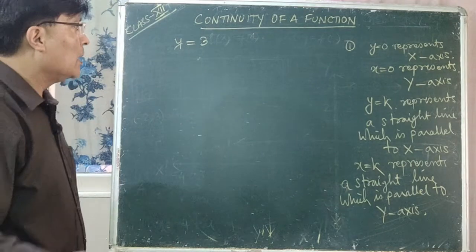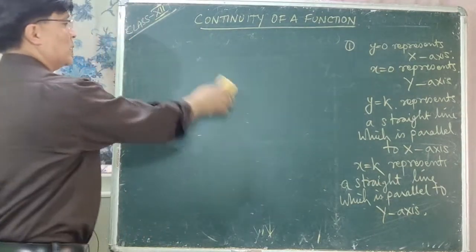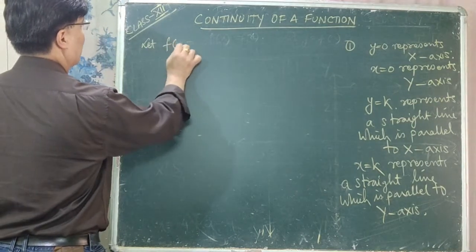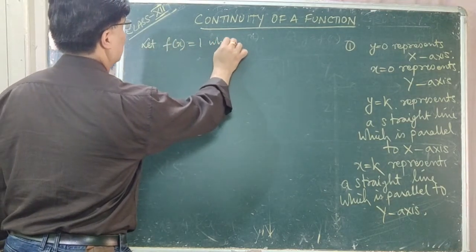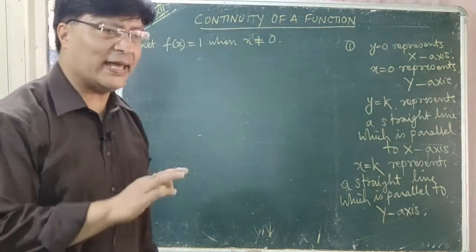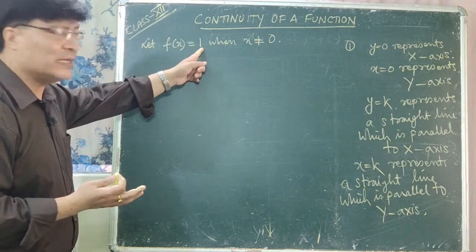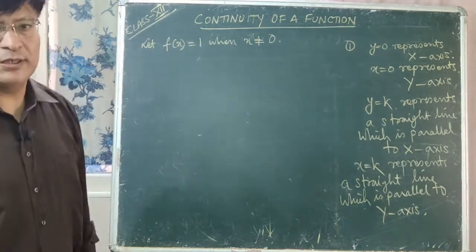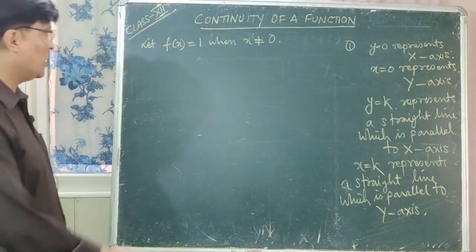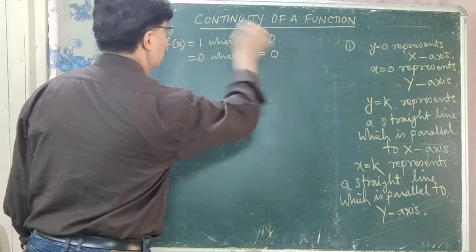Okay, so now let us draw the graph of this function. Let f of x is equal to 1 when x is not equal to 0. Here the function of x is 1. Since 1 is a constant, this is known as a constant function. So f of x is equal to 1 when a condition is given here, when x is not equal to 0, and it is equal to 0 when x is equal to 0.